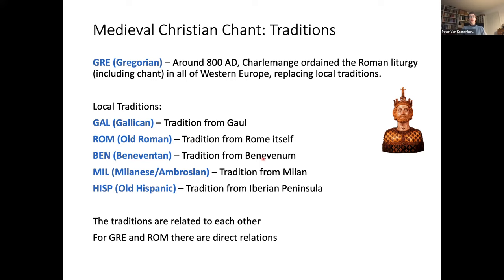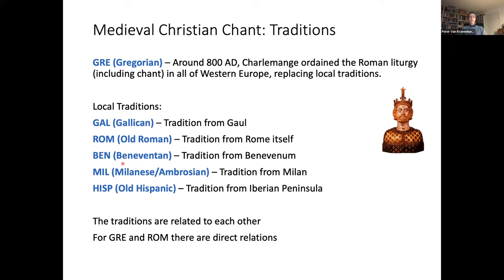Beneventan chant, which is the tradition from Benevento. Milanese chant, which is also called Ambrosian chant, which is a tradition from Milan. And there's Hispanic or Old Hispanic chant, which is the tradition from the Iberian Peninsula, so let's say Spain and Portugal. And these local traditions were replaced gradually by Gregorian chant, although some continued to be used, and the Ambrosian even till very recently, I think the end of the 20th century, when it was abandoned.